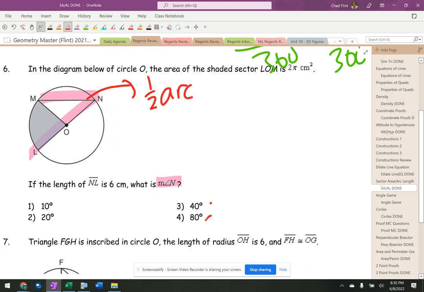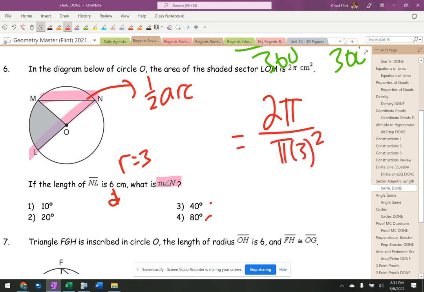It says the area of the shaded sector is 2 pi centimeters squared. If the length of NL is 6, what's the measure of angle N? We've got 2 pi, that's the sector area. The area of the whole circle: NL is all the way across, so the radius is 3 because that's the diameter. Pi times 3 squared equals x over 360.